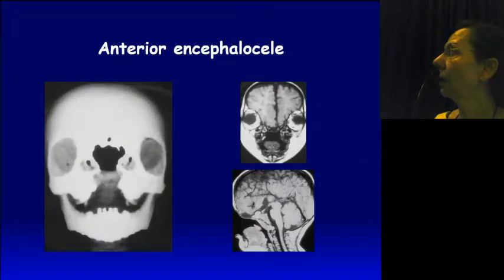So here, it's a typical case with anterior encephalocele. You see the CT scan, the lack of bone here. You see the anterior encephalocele, and this child presented with hypogonadotropic hypogonadism. Of course, that was not the main problem of the child.